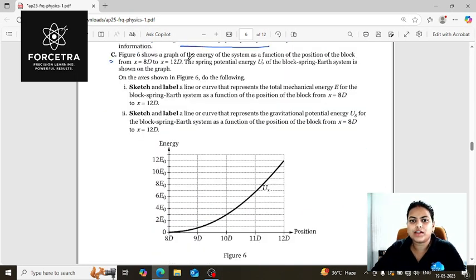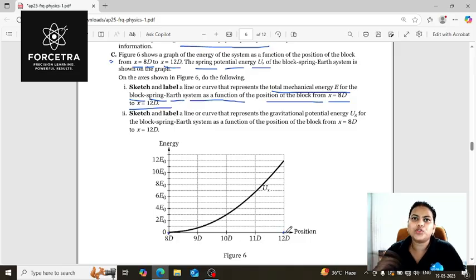Figure 6 shows a graph of energy of the system as a function of position of the block from x equals 8D to x equals 12D. The spring potential energy US of the spring-earth system is shown in the figure. On the axis shown in figure 6, do the following. Sketch and label a line or a curve that represents the total mechanical energy for the block-spring-earth system as a function of position of the block from x equals 8D to x equals 12D. So from this point to this point, we have to show the total energy.